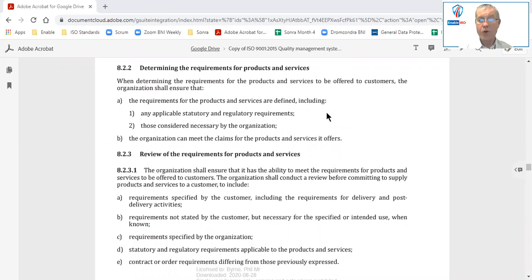When determining the requirements for the products and services to be offered to customers, the organization shall ensure, now ensure again, that A, the requirements for the products and services are defined. Let's just hold there for a second. Now that it says they are defined, and that's all. It doesn't say anything else except to make them go back and use all the customer communication from 8.2.1 to then define the customer requirements. And then it says that's not enough.